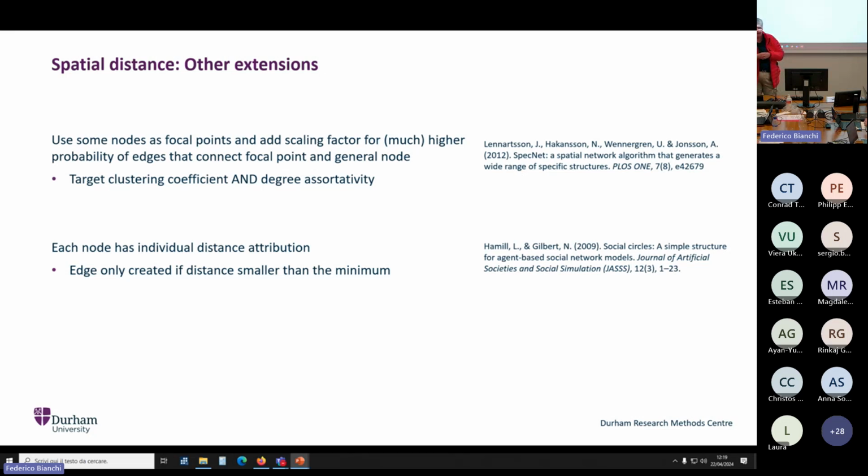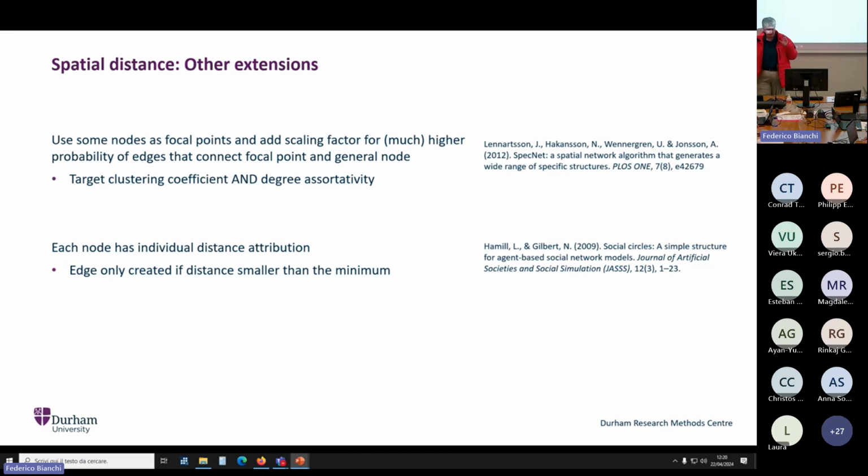The idea here is that you're getting hubs in your network because you're getting much higher proportions of edges that are between a focal point and a non-focal point node. And so they've actually been able to separate clustering coefficient and assortativity so that you can target both of them. The other one that's a bit different is Hamill and Gilbert, a different Gilbert. This one's Nigel.